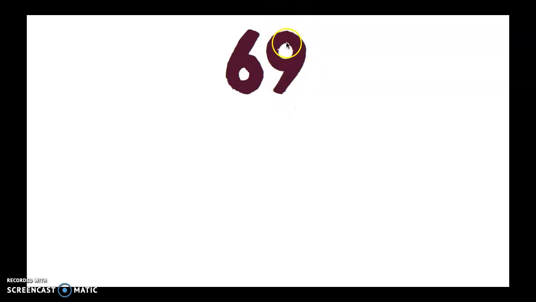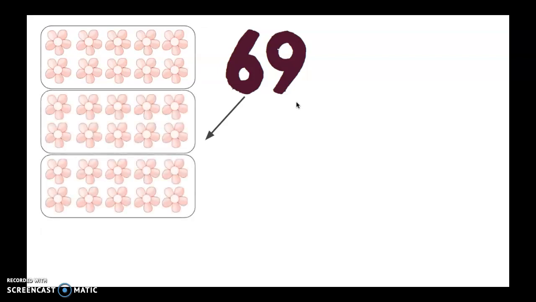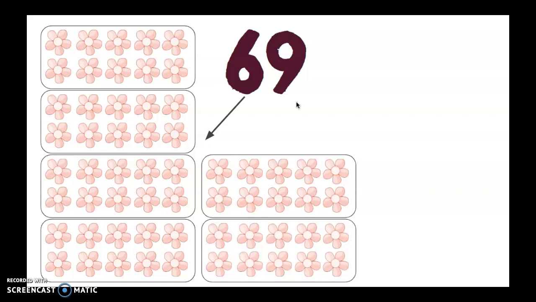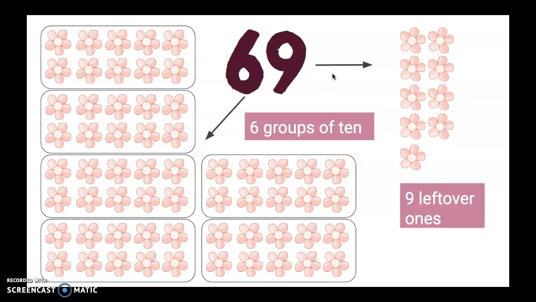Remember, this is my ones place and this is my tens place. So if I look, I have 1, 2, 3, 4, 5, 6 groups of 10. And you guessed it, 9 ones. So 6 groups of 10 and 9 leftover ones is the number 69.